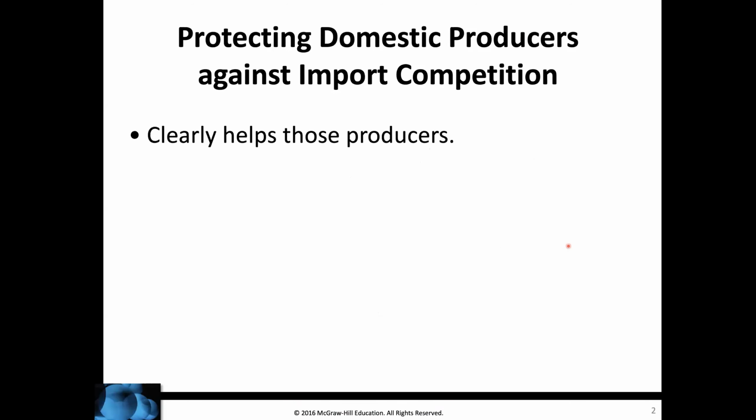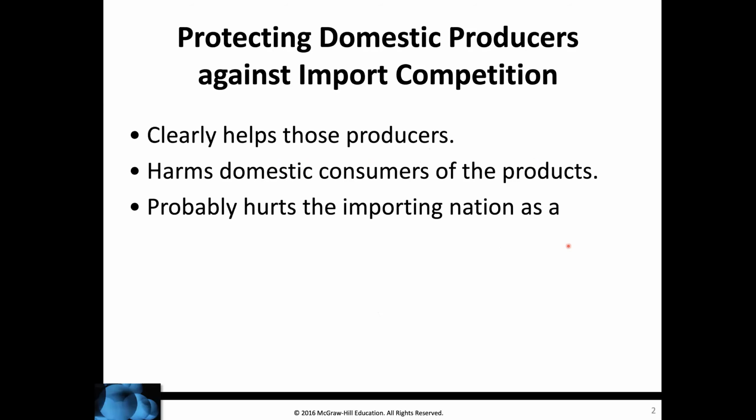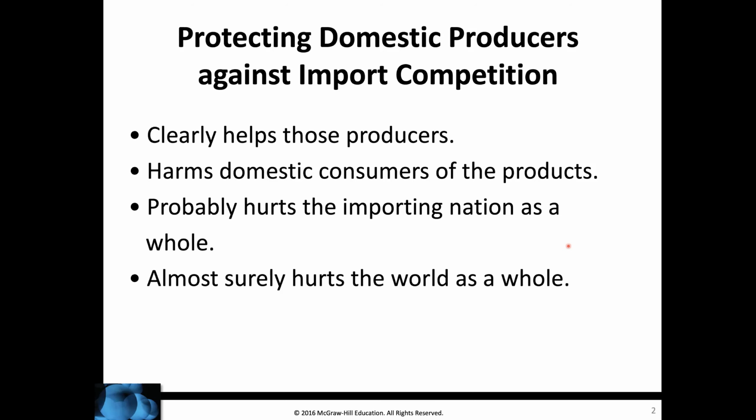So protecting domestic producers against import competition clearly helps those producers, but it harms domestic consumers of the products. We saw that with tariffs, producers gained and consumers were harmed. And based on what we saw in Chapter 8, consumers are harmed more than producers gain. So it probably hurts the importing nation as a whole, and almost surely hurts the world as a whole as we look at protecting domestic producers.